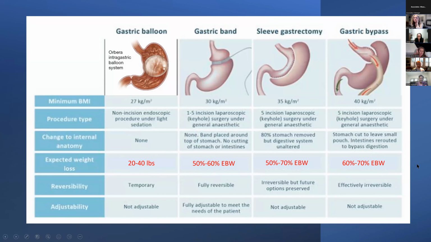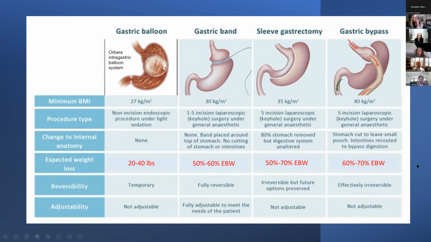On the spectrum of bariatric procedures, the gastric balloon actually falls before even the gastric band, which is relatively archaic in these times. But the minimum BMI in Europe is about 27. In the United States it is 30. For patients that do not meet criteria for other types of bariatric procedures, expected weight loss with the gastric balloon can range anywhere between 20 to 40 pounds.